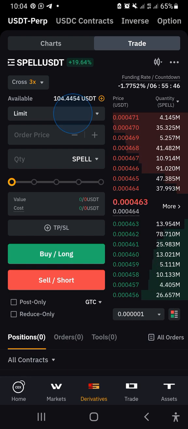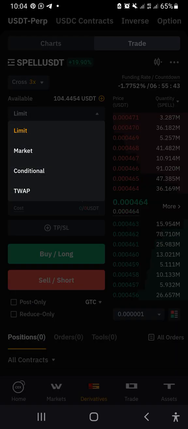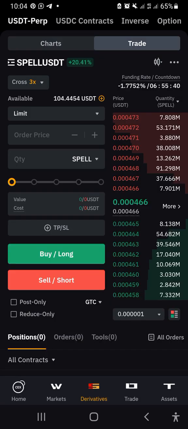Now you can see here, I don't use market. I always keep it at limit because I'm the one that wants to set the price at which I want my trade to trigger. Now I have 104 USDT, so what I usually do is divide it into parts. I usually enter a trade with 25% of my capital. 25% of this should be around 25 point something dollars, so I'm going to maintain $25 for my first entry.